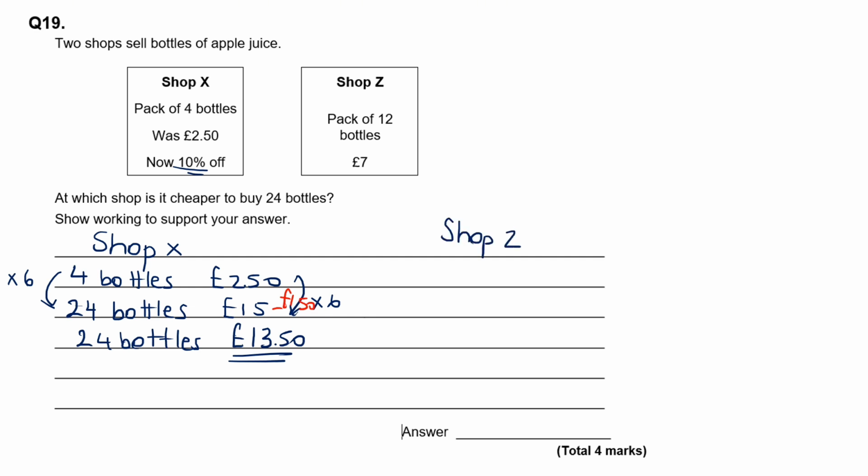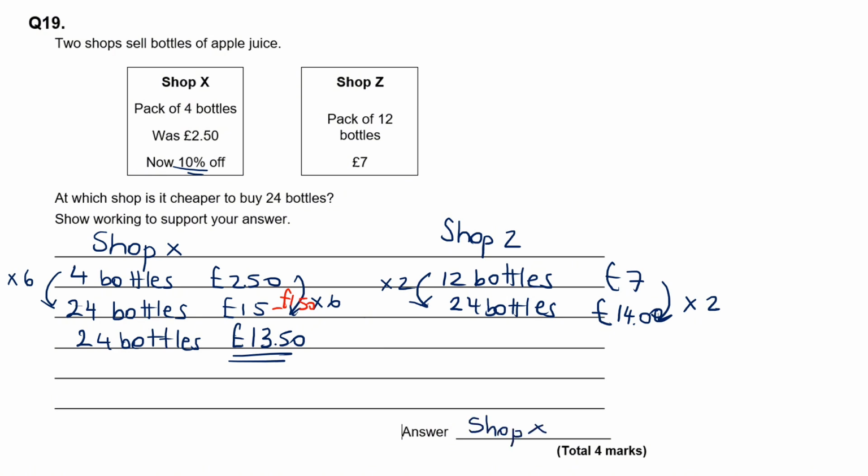Shop Z, 12 bottles will cost us £7. We're trying to find out 24 bottles. There are no discounts or anything for this one, so that means we're going to be able to double that. So it's going to be £14. And the shop that's cheaper is going to be shop X by 50p.